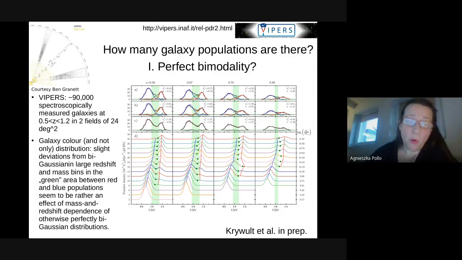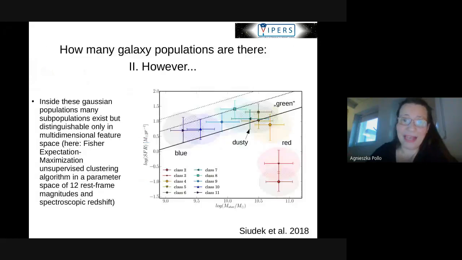Well, then overall galaxies can be divided into blue and red. Is life so simple? Not exactly.